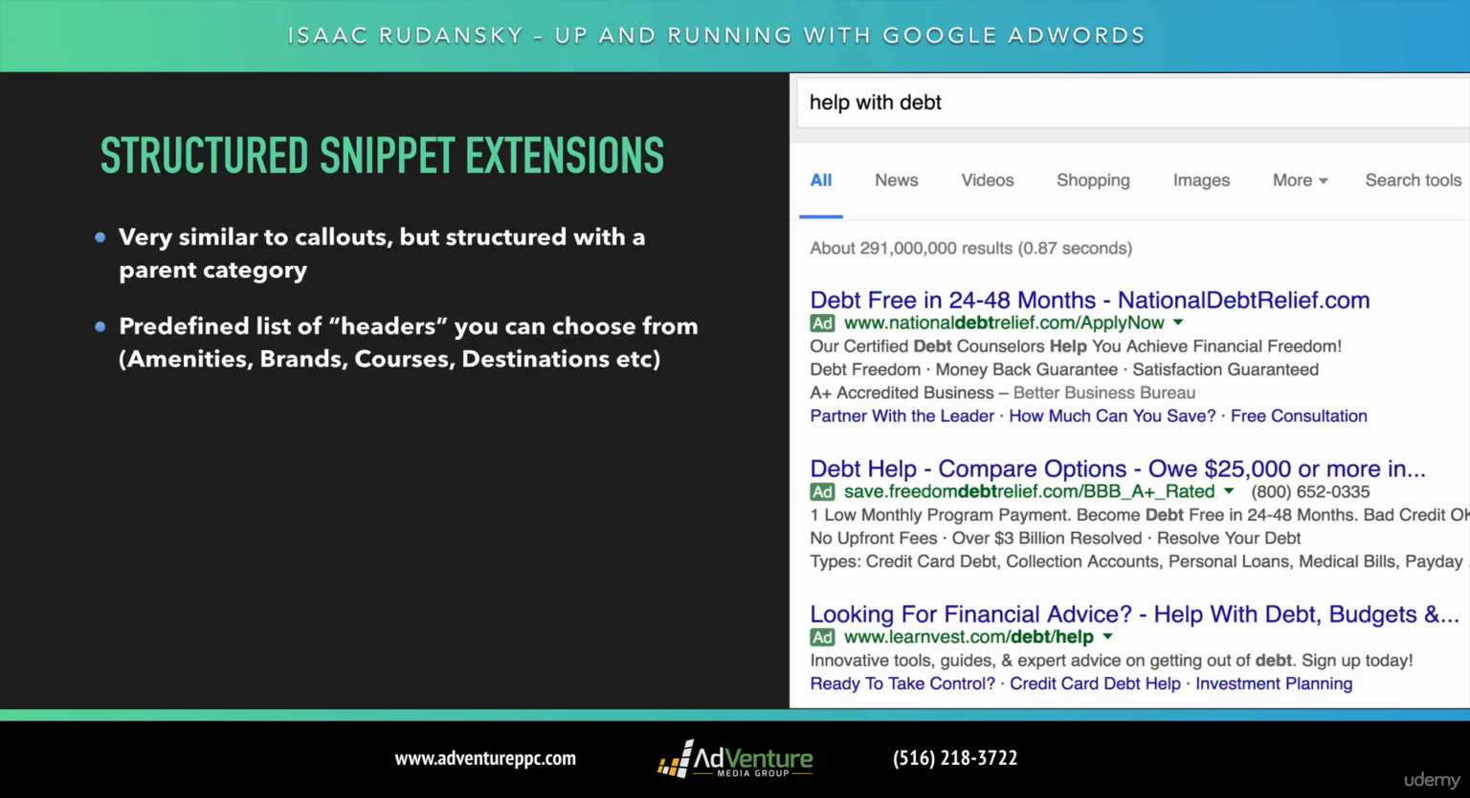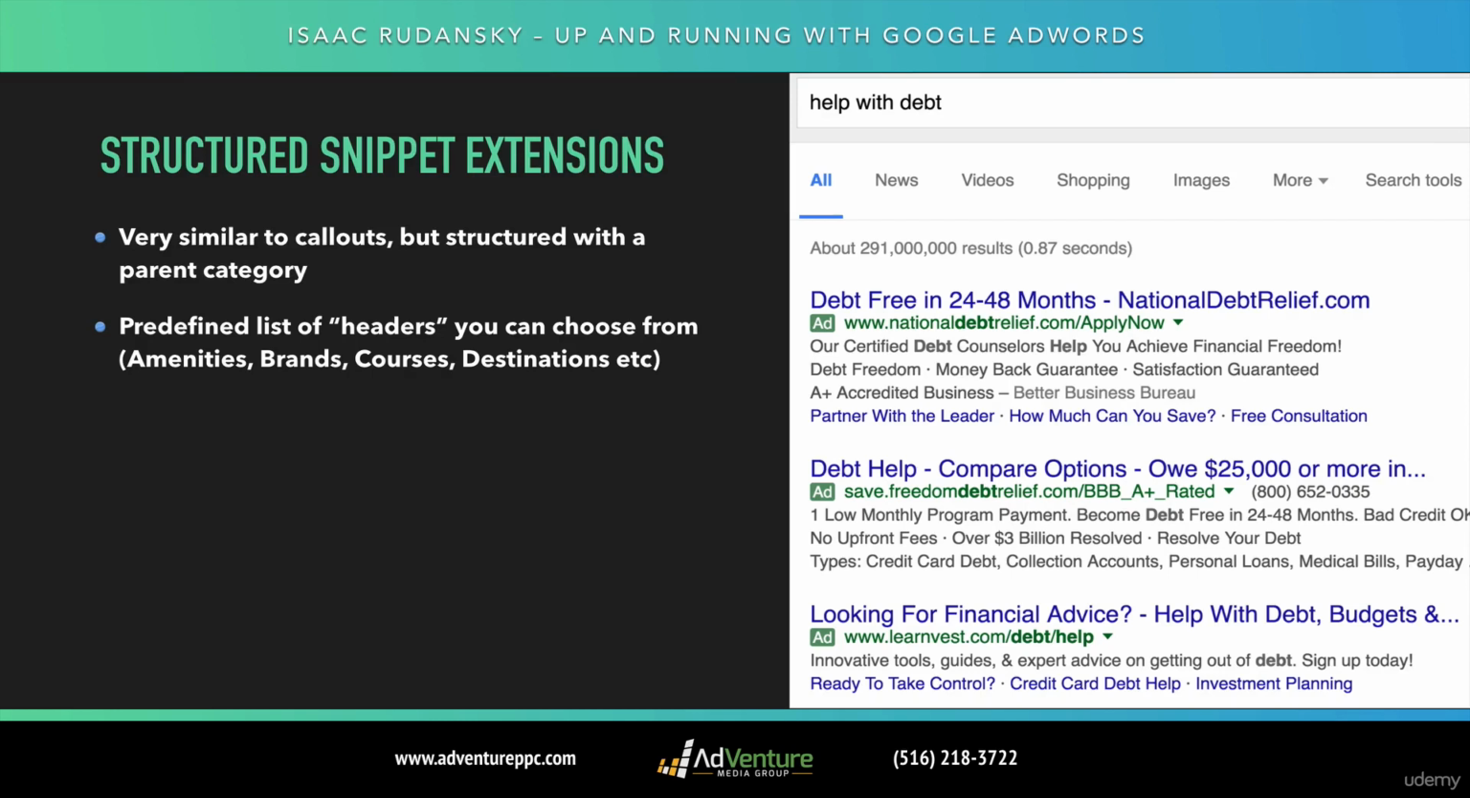They are a predefined list of headers that you can choose from, including amenities, brands, courses, destinations, and about 15 other ones. These are all predetermined selections that Google gives you. If none of the headers that Google provides makes any sense for your products or services, then you cannot use structured snippet extensions. You cannot create your own headers. You must choose from one of the headers that Google gives you.